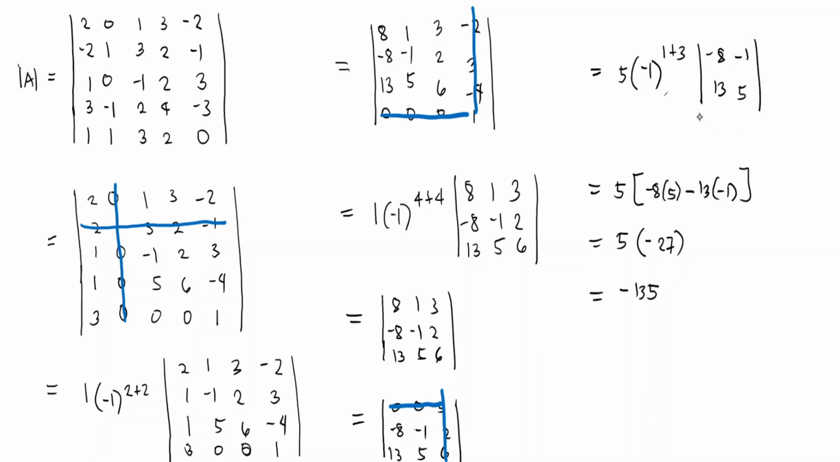Now we have a 2 by 2 matrix, so we apply the rule. We will multiply the diagonals and then get the difference. So that's 5, and then this is 4, so that becomes positive. So we have here negative 8 times 5 minus 13 times negative 1. So that's negative 27, and then multiplied by 5, so that's negative 135. So we have now the determinant of A.